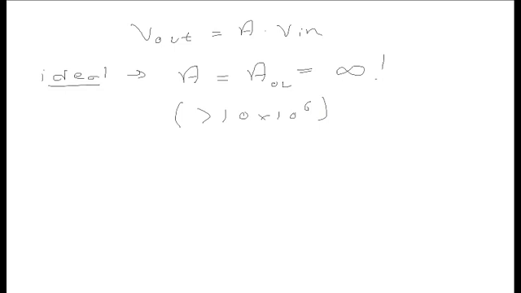Now, as you can imagine, this isn't what actually happens. If it were, then any non-zero V in would produce an infinite V out. That's clearly not possible. If it were, we'd be able to produce infinite energy, for example. So, although a real op-amp doesn't have an ideal op-amp's gain of infinity, it's a very useful approximation. And let's take a look at what really happens. The big question is, why don't we get infinite output?